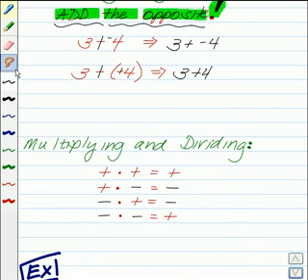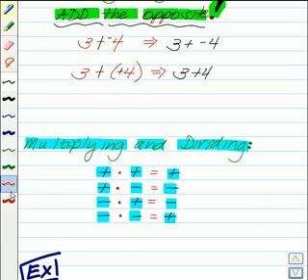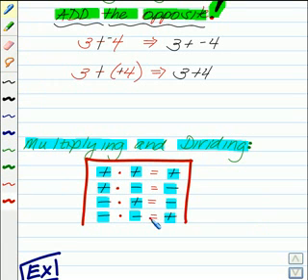Now multiplying and dividing happens to be the easiest, but don't get it mixed up with adding and subtracting. This works for both multiplying and dividing. A positive times a positive is a positive. A positive times a negative is a negative. Negative times positive is negative. Negative times negative is positive. There's different ways to remember this. You can remember that if they have the same sign, the answer will be positive. If they have different signs, the answer will be negative.